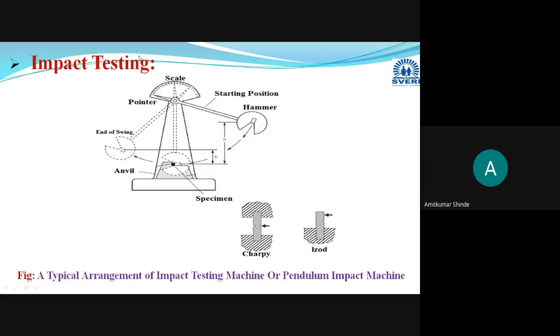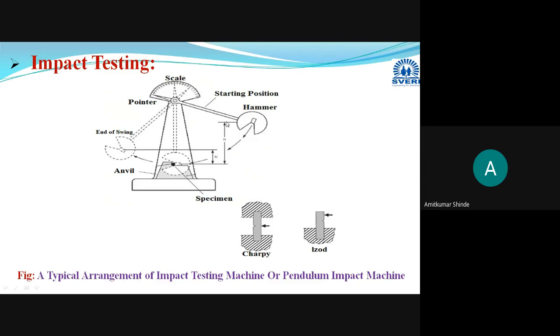There will be different types of impact testing machines having different weighted hammers. The weight of the hammer may be different depending on the force required to break the material. You can use different types of hammers, in the sense that you can use hammers having different weights, depending on the materials you are using, and you can use different heights also.